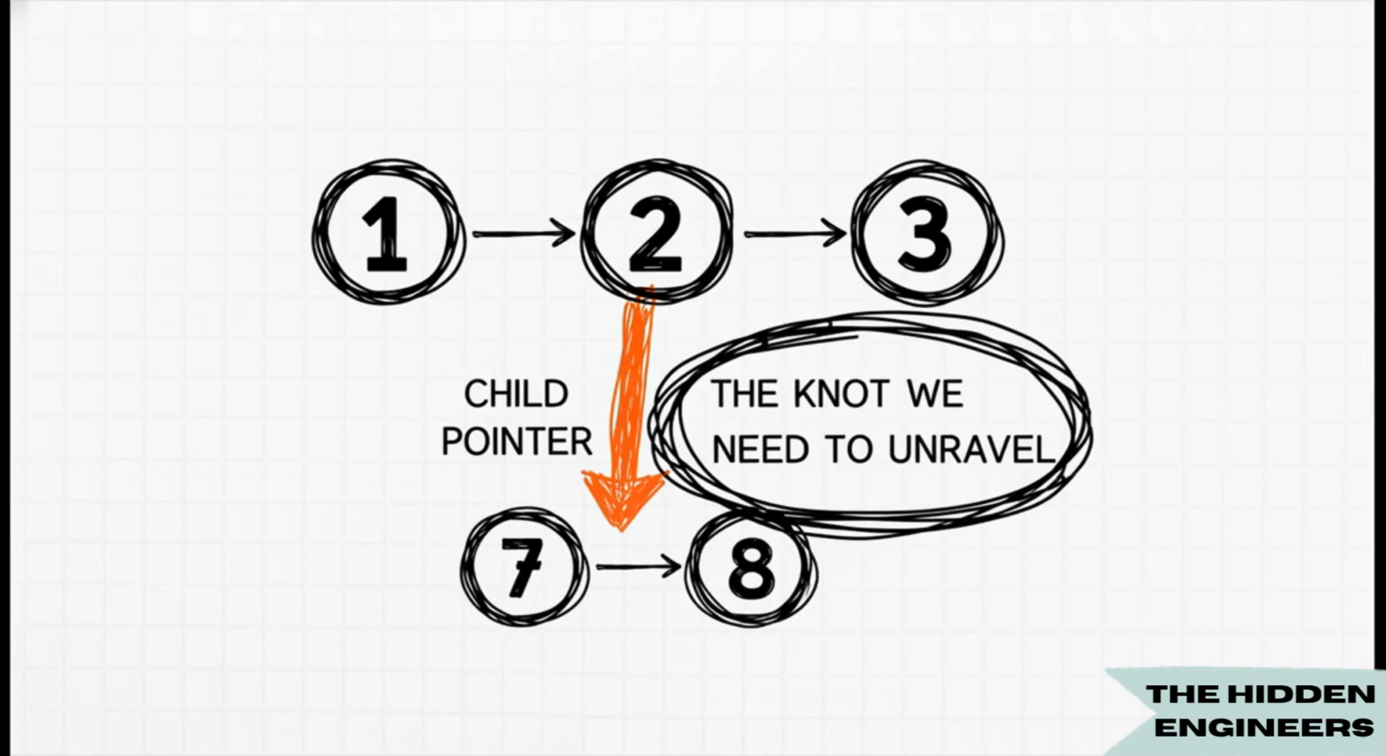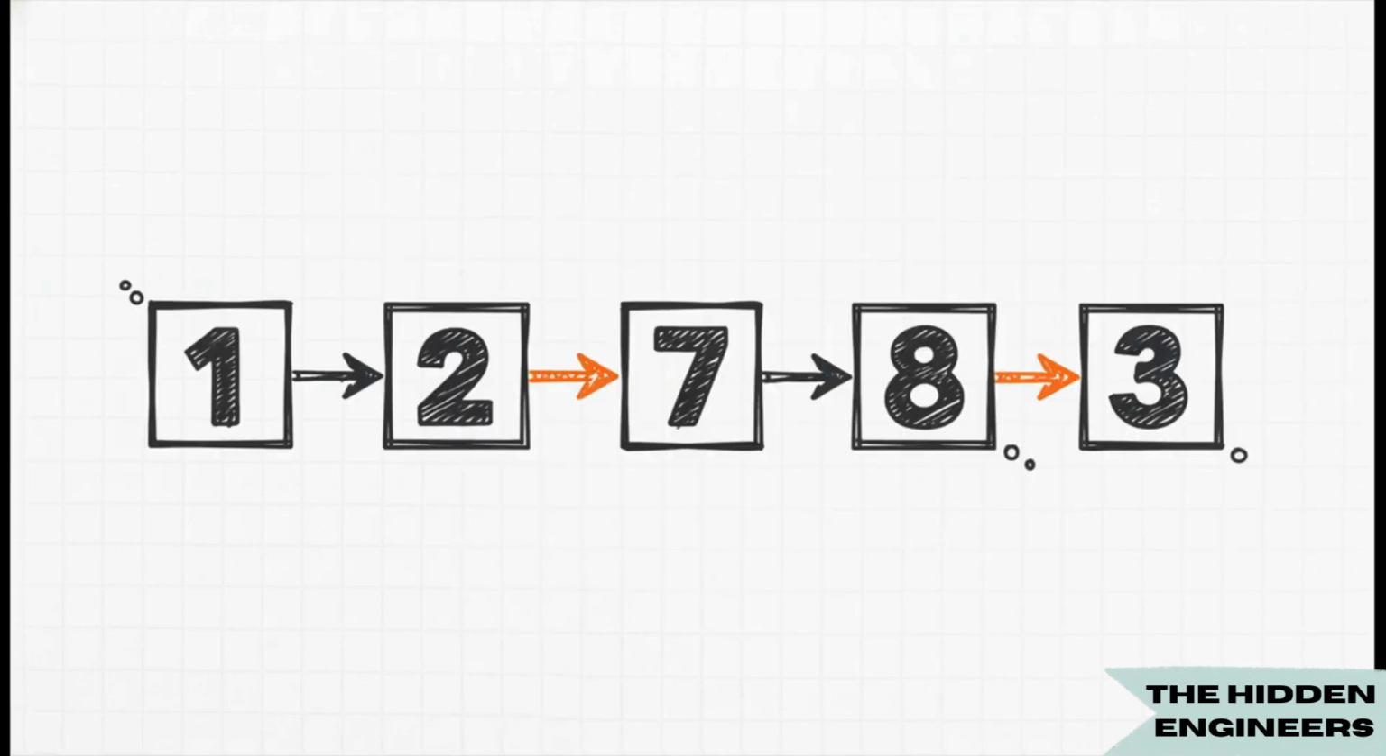So this shows us exactly what we're starting with. We've got a simple main list, right? 1 points to 2, 2 points to 3. Easy. But look closer at node 2. It has that tricky child pointer that veers off to this totally different list starting with 7 and 8. That right there, that's the knot we need to unravel. And boom, this is our goal. This is what done looks like.